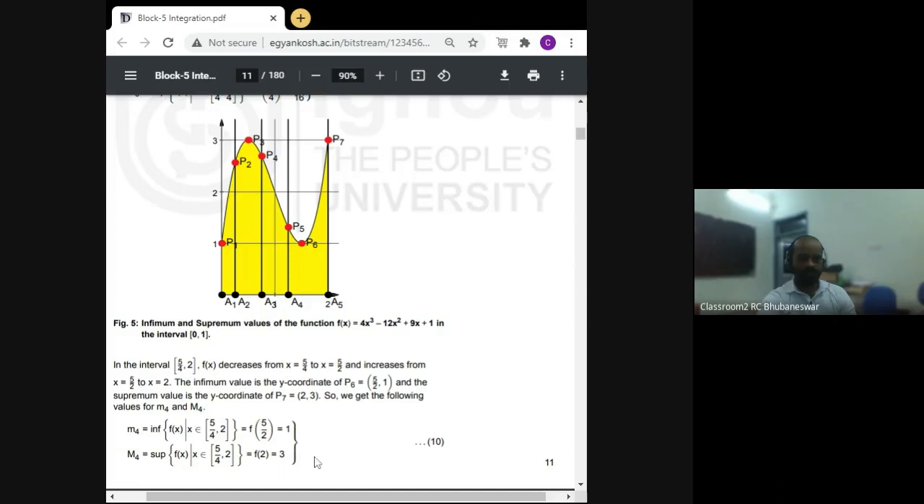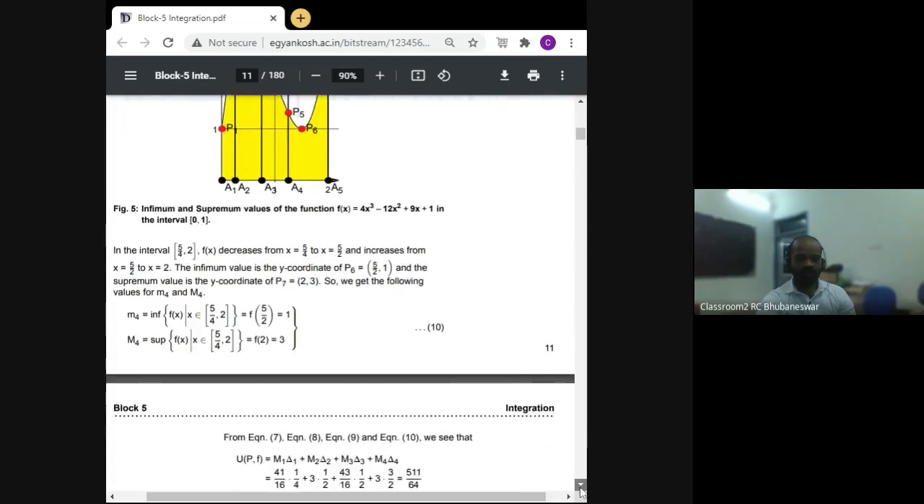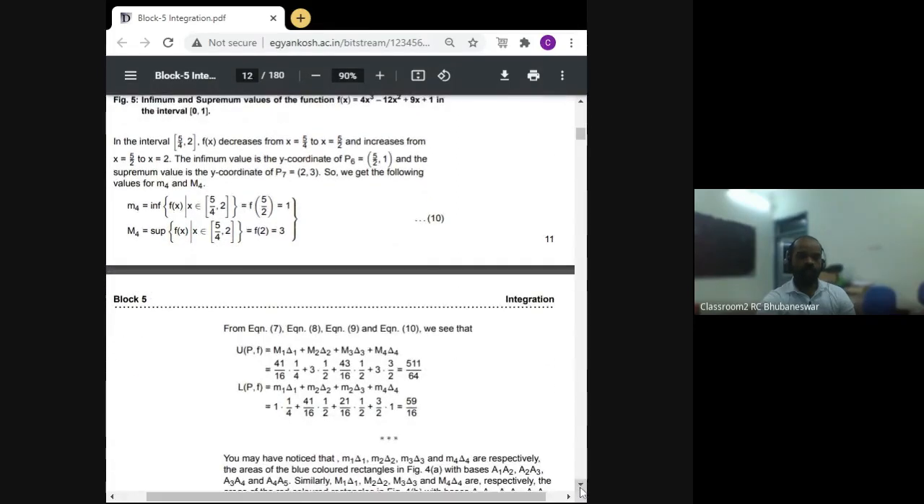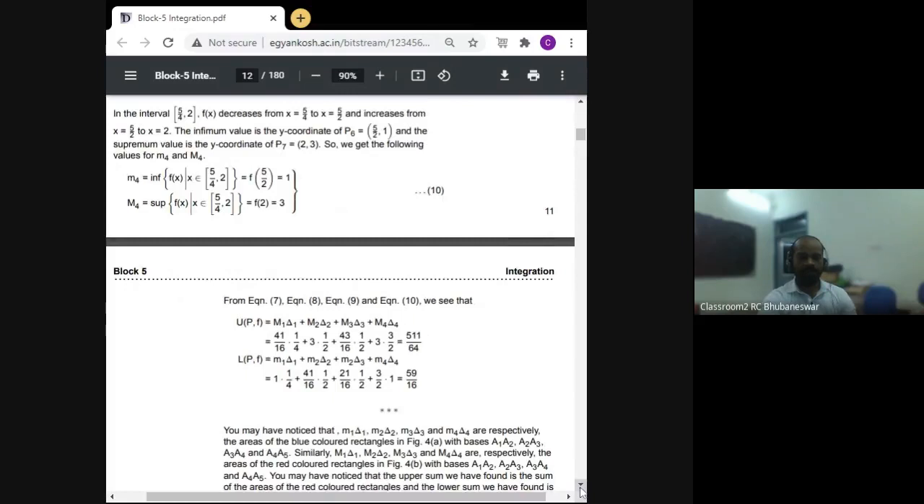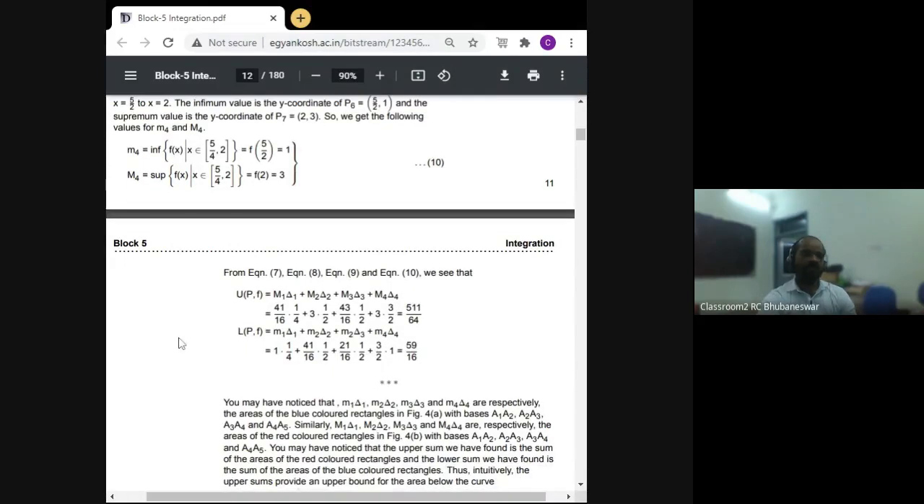of 3. So this is the simple way to calculate the value of small mi and capital Mi, that is, the lower sum or lower Darboux sum and the upper Darboux sum. So now let us calculate the lower Darboux sum of the function with respect to the partition P, and the upper Darboux sum of the function with respect to the partition P.